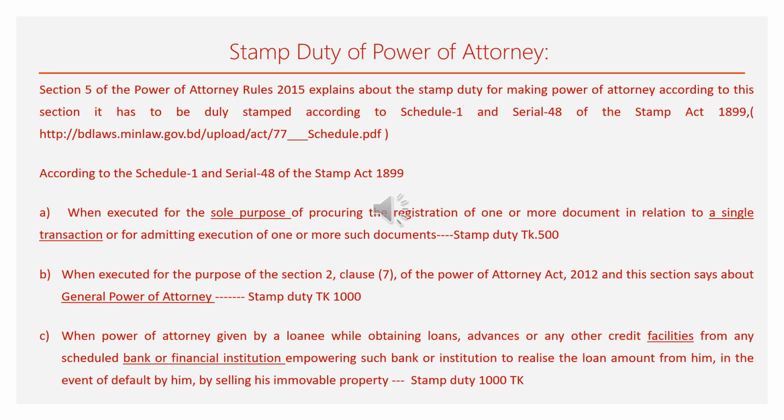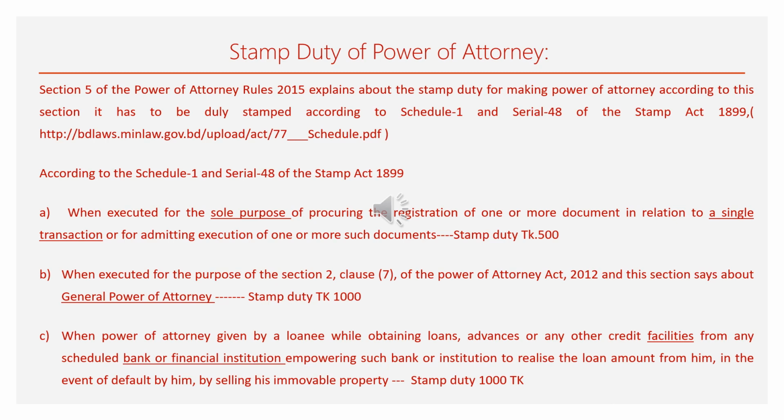Section 5 of the Power of Attorney Rules 2015 explains about the stamp duty for making power of attorney. According to this section, it has to be duly stamped according to Schedule 1 and Serial 48 of the Stamp Act 1899. That means Section 5 of the Power of Attorney Rules 2015 explains about stamp duty for making power of attorney, and duly stamped according to Schedule 1 and Serial 48 of the Stamp Act 1899.